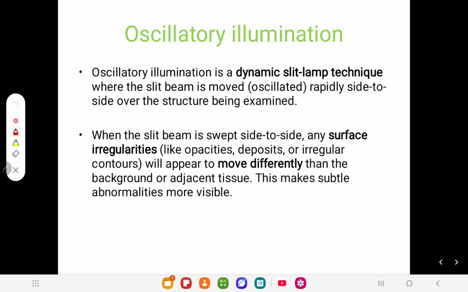There is a term, oscillatory illumination, and I actually love this illumination technique. That's why I put it here. Oscillatory illumination is a dynamic slit lamp technique where the slit beam is moved rapidly side to side over the structure being examined, especially for the cornea and definitely for the iris and AC angle. When the slit beam is swept side to side, any surface irregularities like opacities, deposits, and contours will appear to move differently than the background or adjacent tissue. That makes subtle abnormalities more visible.